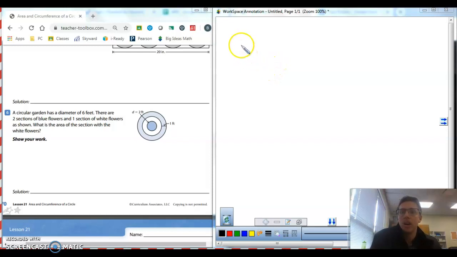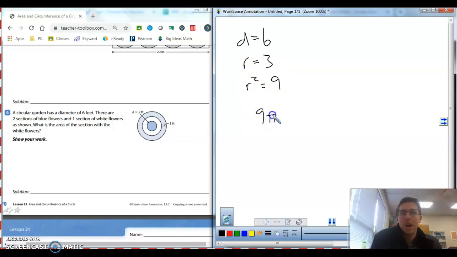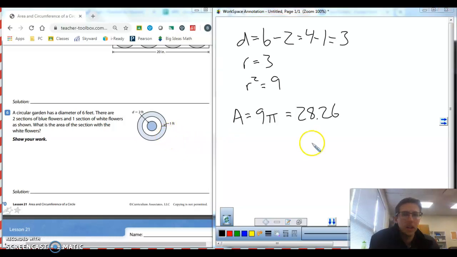So the whole circular garden's diameter is 6. Well, that means the radius is 3. And that means radius squared is 9. So you have 9 pi for the area of the whole thing. Okay, if you take 9 times 3.14, you get 28.26. Okay, now you need to find the area of the white part.